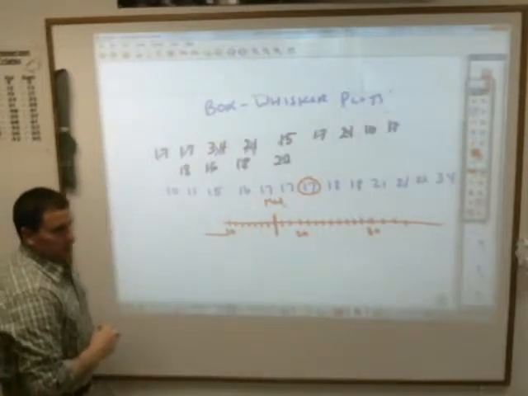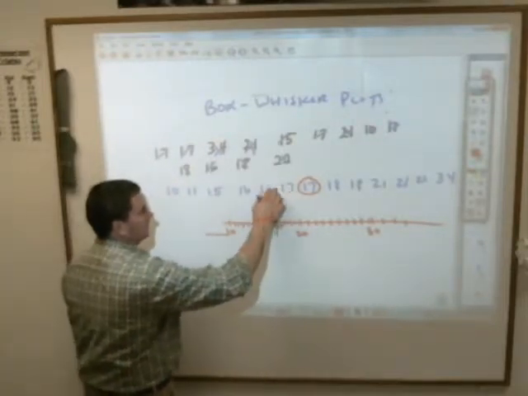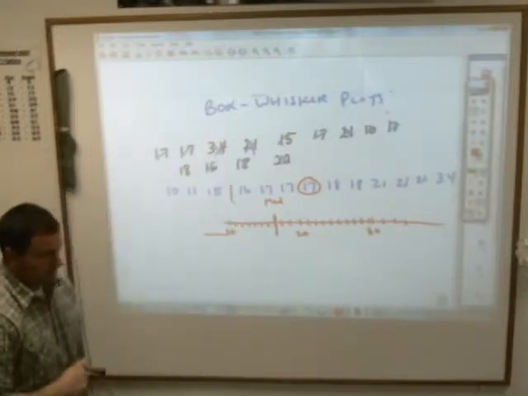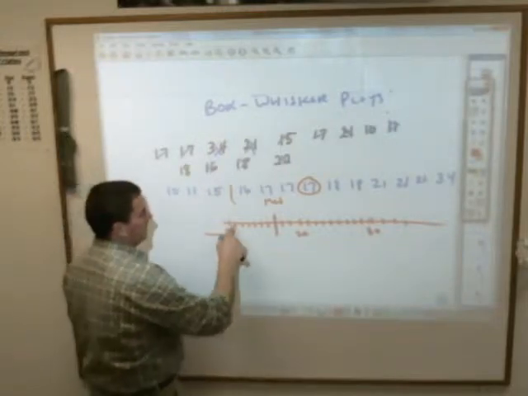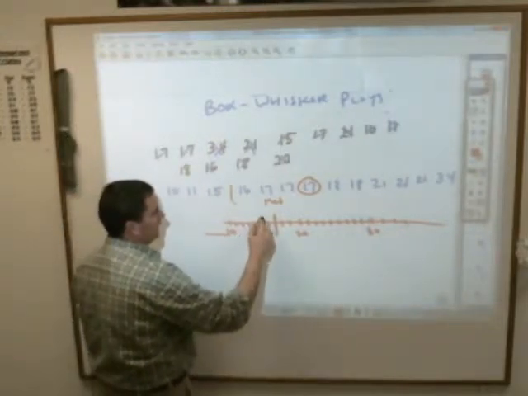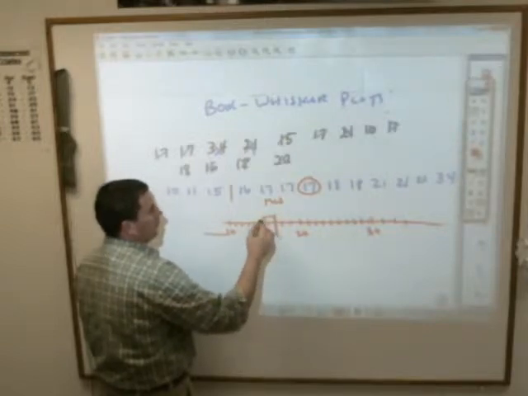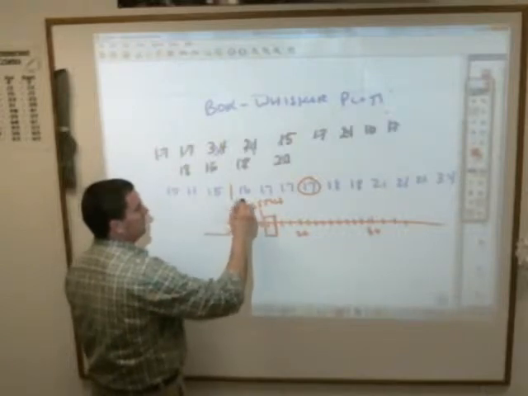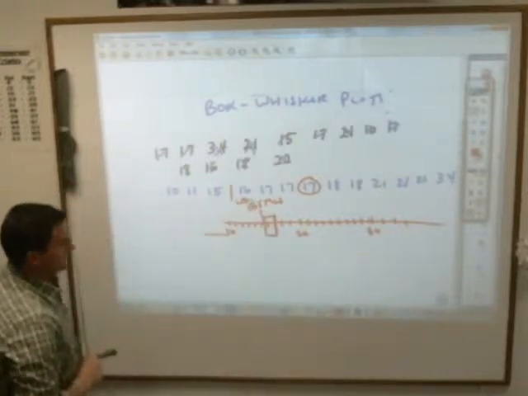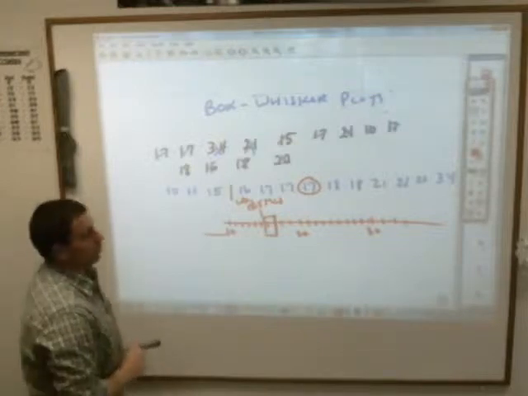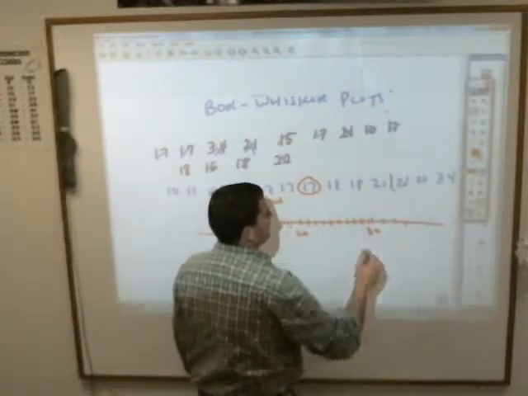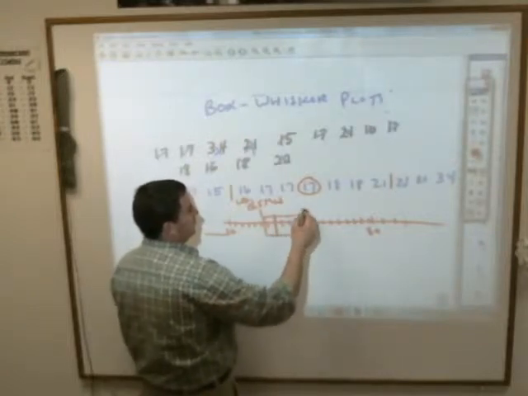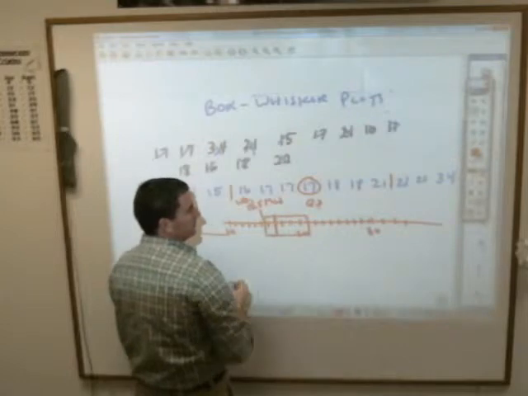The first quartile is what you get when you find the middle of the left side, which is between 15 and 16, which is 15 and a half. So 15.5 is your lower quartile. We don't have to label them, but you need to know what they are. Your upper quartile is right here between the two 21s, which happens to be 21. That's quartile number 3.